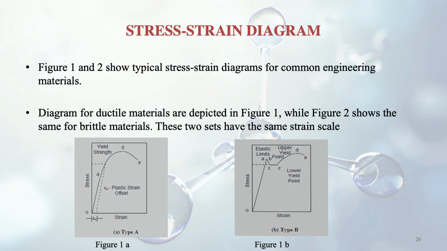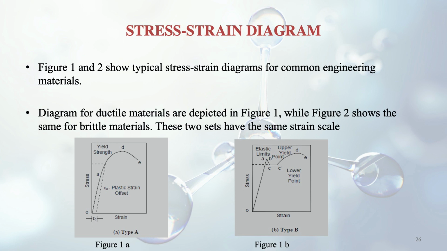Now the stress-strain diagram. There are two figures which I will explain to you, and they show the typical stress-strain diagrams for common engineering materials. The first diagram is for the ductile materials and the second one is for the brittle materials. So first of all, what is a ductile material? A ductile material is something which can be drawn into wires. So it is not going to break immediately when the stress is applied. It slowly and steadily elongates and finally breaks at a certain point. Whereas a brittle material, as soon as you apply a load which it cannot bear, will break immediately.